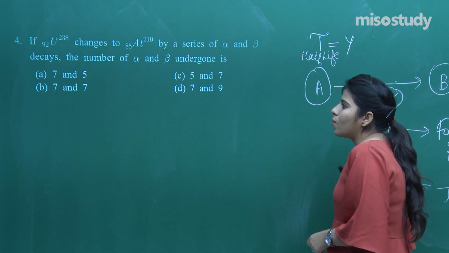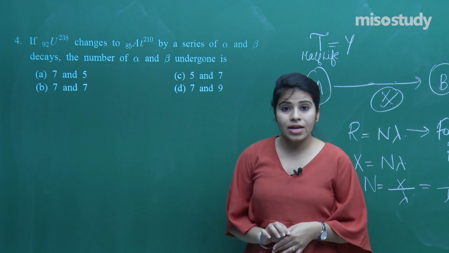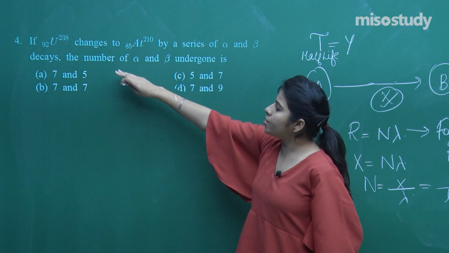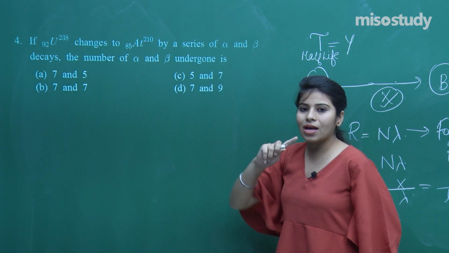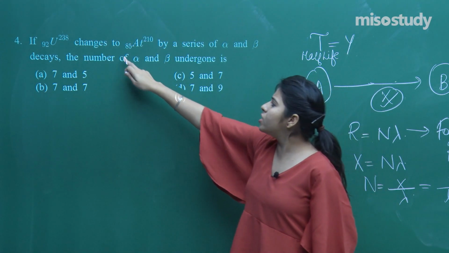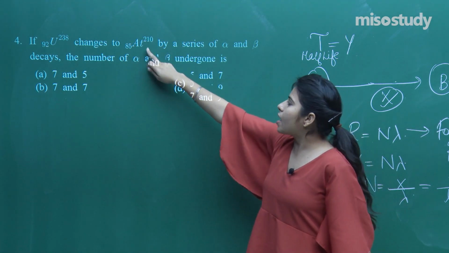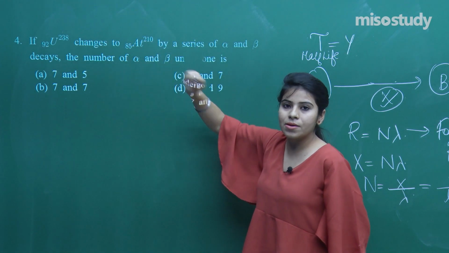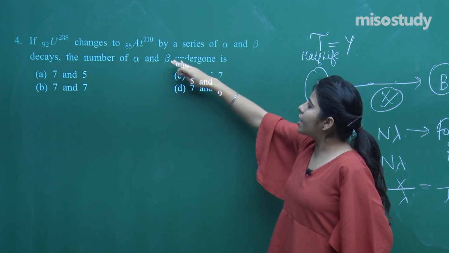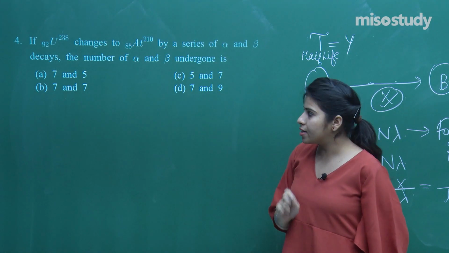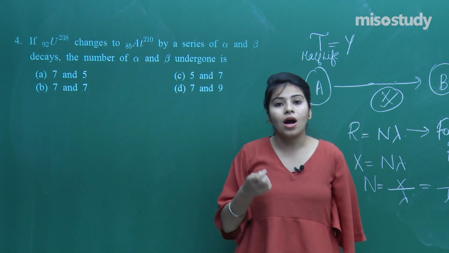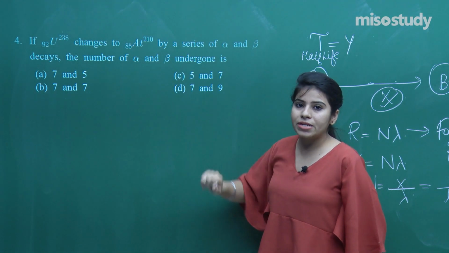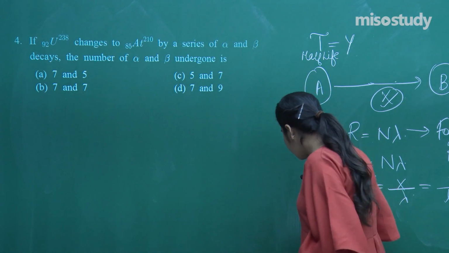Okay. So now in the next question, I can see there is a question related to the alpha and beta decay. If uranium-238, atomic number 92, that means an isotope of uranium, is changing to astatine with atomic number 85 and mass number 210, it is decaying by a series of alpha and beta decays. So we have to tell how many alpha decays and beta decays there are in this process. Again, this is a very easy question.